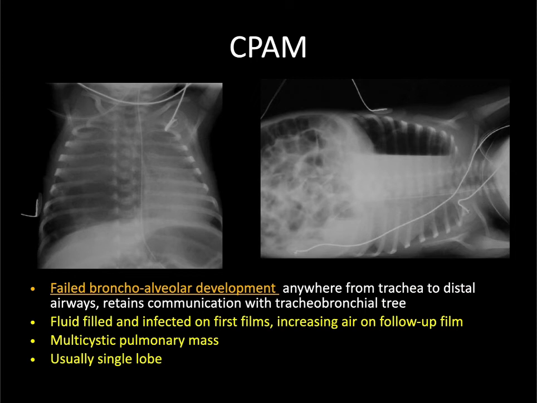So congenital pulmonary airway malformation is failed bronchoalveolar development, anywhere from the trachea to the distal airways. It retains the communication with the tracheobronchial tree, but the airway is abnormal. You'll see fluid-filled spaces on the initial first films that increase with air on follow-up films. They'll appear as multicystic pulmonary masses, usually involving a single lobe.